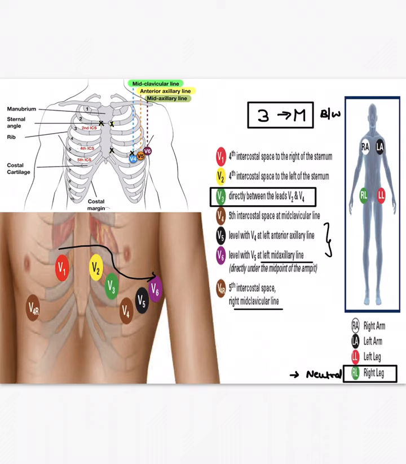Now, if you see this is right arm, left arm, left leg. So remember RLN, like the recurrent laryngeal nerve. The right leg is neutral. And you have right arm, left arm and left leg.